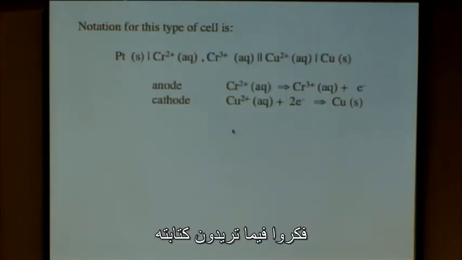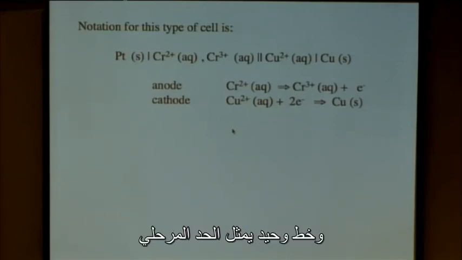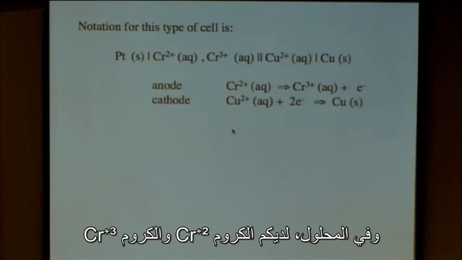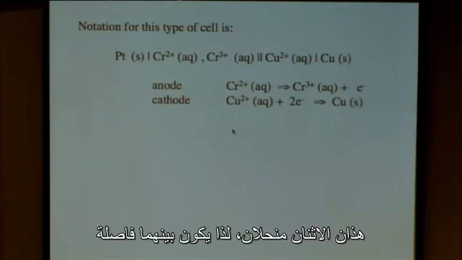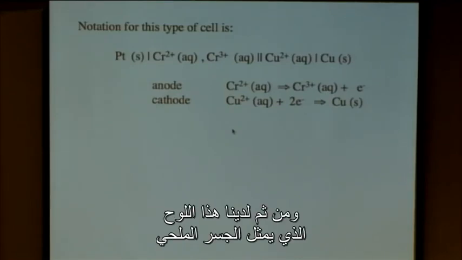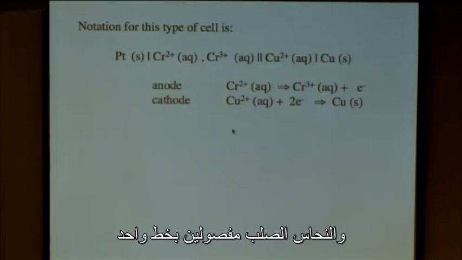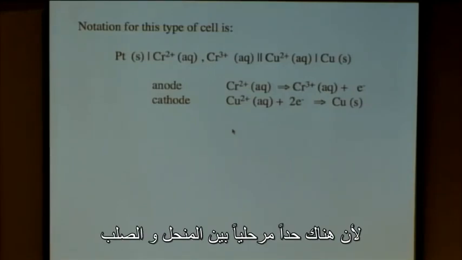So let's think about how we would actually write this down. The notation for this type of cell, we're going to have the platinum. It indicates the electrode. A single line indicates a phase boundary. And then in solution, you have the chromium plus 2, chromium plus 3. Those are both aqueous, so they have a comma between them. So this is on one side in one of the beakers. So that's the reaction at the anode. And then we have a bar here that indicates the salt bridge. And then in the other beaker, we would have the copper plus 2 and the copper solid separated by a single line because there's a phase boundary between the aqueous and the solid.